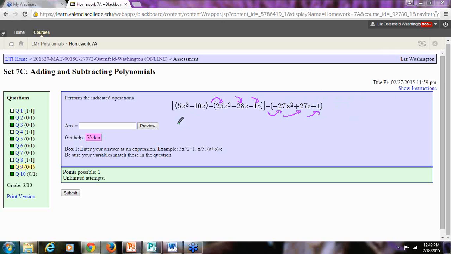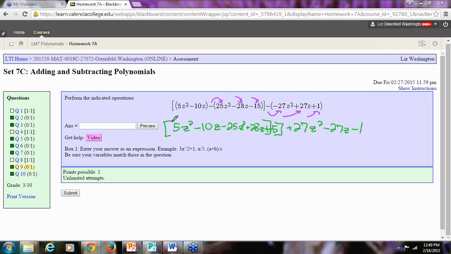Take your time. So this 5z squared, I'm just going to bring down. The negative 10z, I'm just going to bring down. But everything else, as I bring it down, the signs are going to change. And this is in a bracket, which means I'm going to worry about that first. So this is going to become negative 25z squared plus 28z plus 15. Sorry, my bracket. And then this is going to become plus 27z squared minus 27z minus 1. So I'm going to do all this first. Okay?